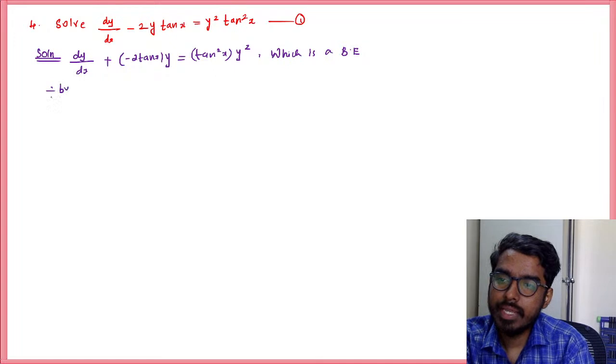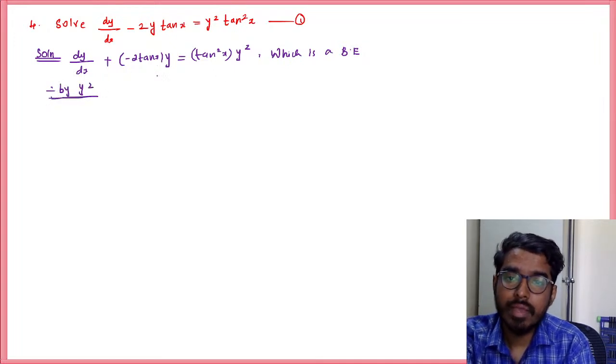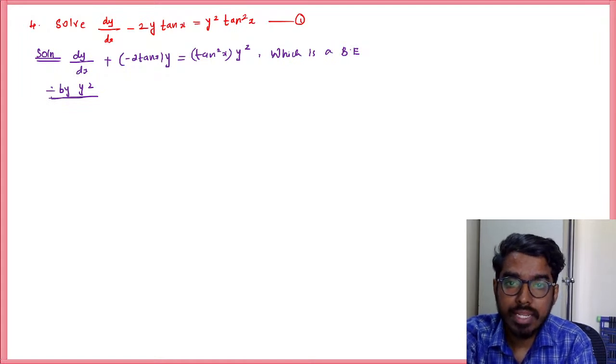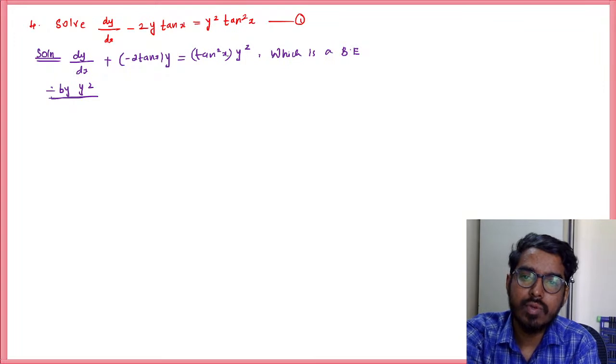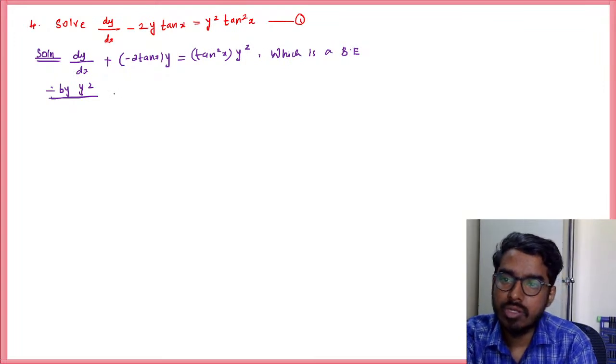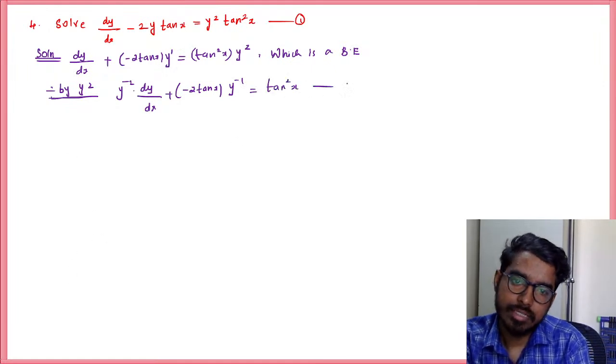First, we will divide by y square, right? So we are dividing by y square to make the RHS only a function of x. So you can see here we have tan square x here, right? So whatever you have with the q, you have to divide by that. So divide by y square, you will have y power minus 2 dy by dx plus minus 2 tan x y power 1 divided by y power 2. So y power 1 minus 2 is minus 1, is equal to tan square x. Let's call this as 2.